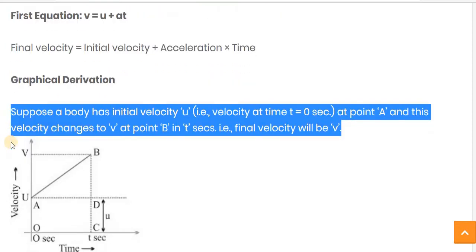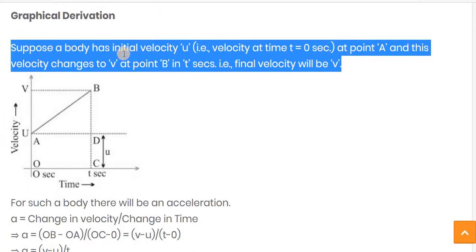Suppose a body has an initial velocity u. Here you can see this is the initial velocity OA, meaning u. The velocity at the time t is equal to 0. At 0 seconds, the body has an initial velocity u at the point A, as you can see in the graph.